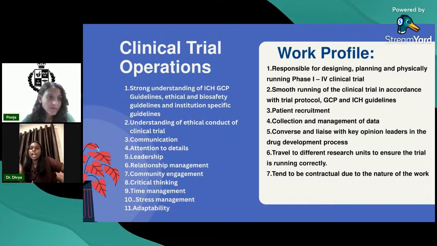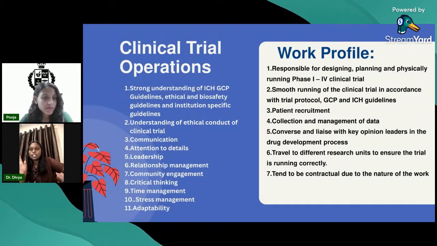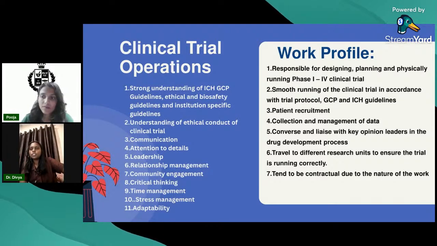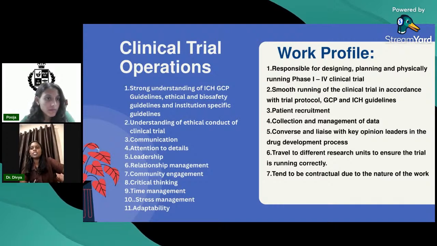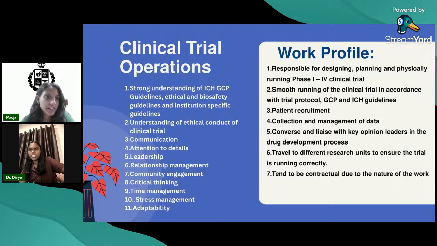Next, what skills should you have in this field, which are genuinely required? You should have good communication. Why? If you are recruiting patients and your communication skills are not strong enough, how will you convince them to come into your trial? That's why communication is important.